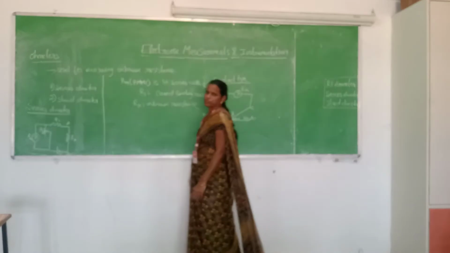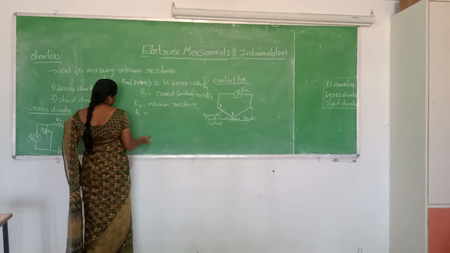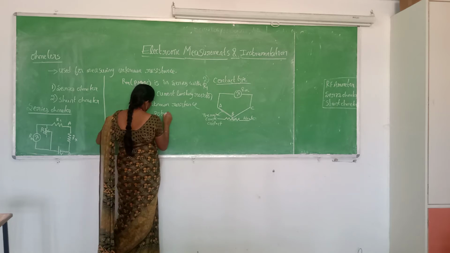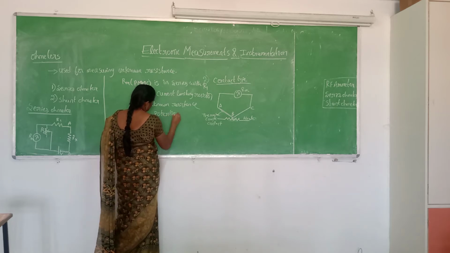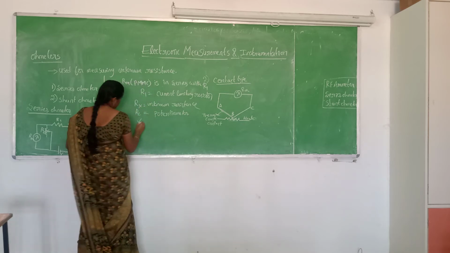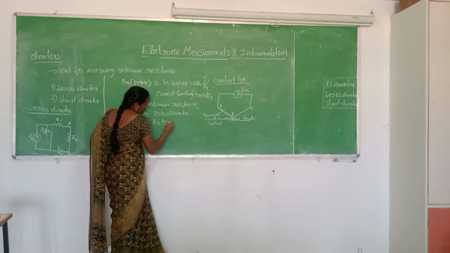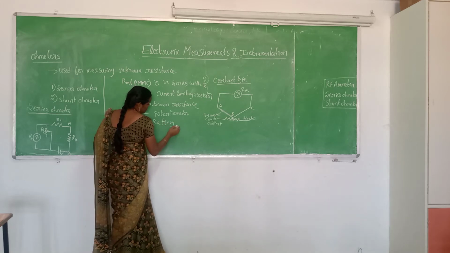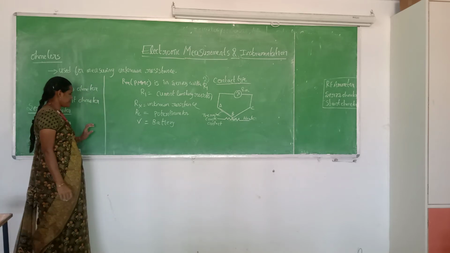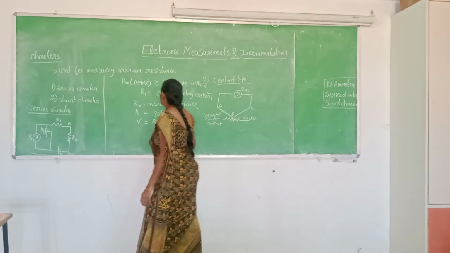Next, here R2 is the potentiometer with varying resistance. And here B is the battery, the internal battery which is attached inside the meter. So next, the operation of this series type ohmmeter is as follows.